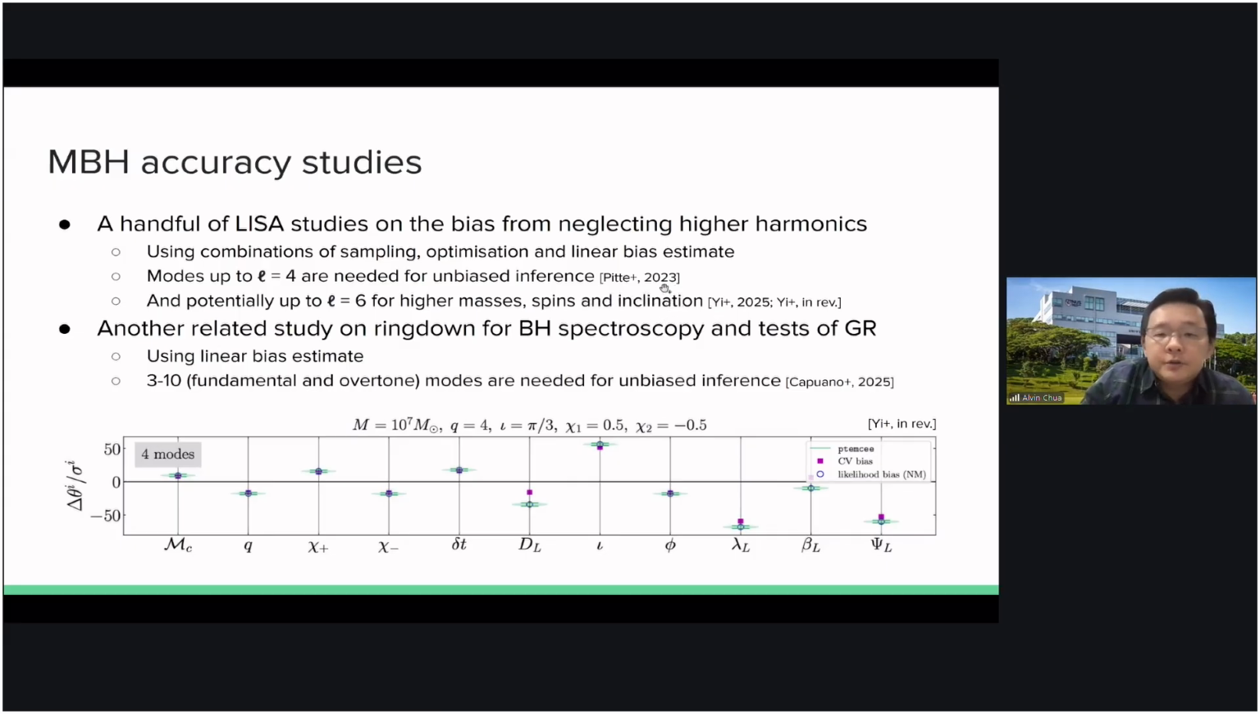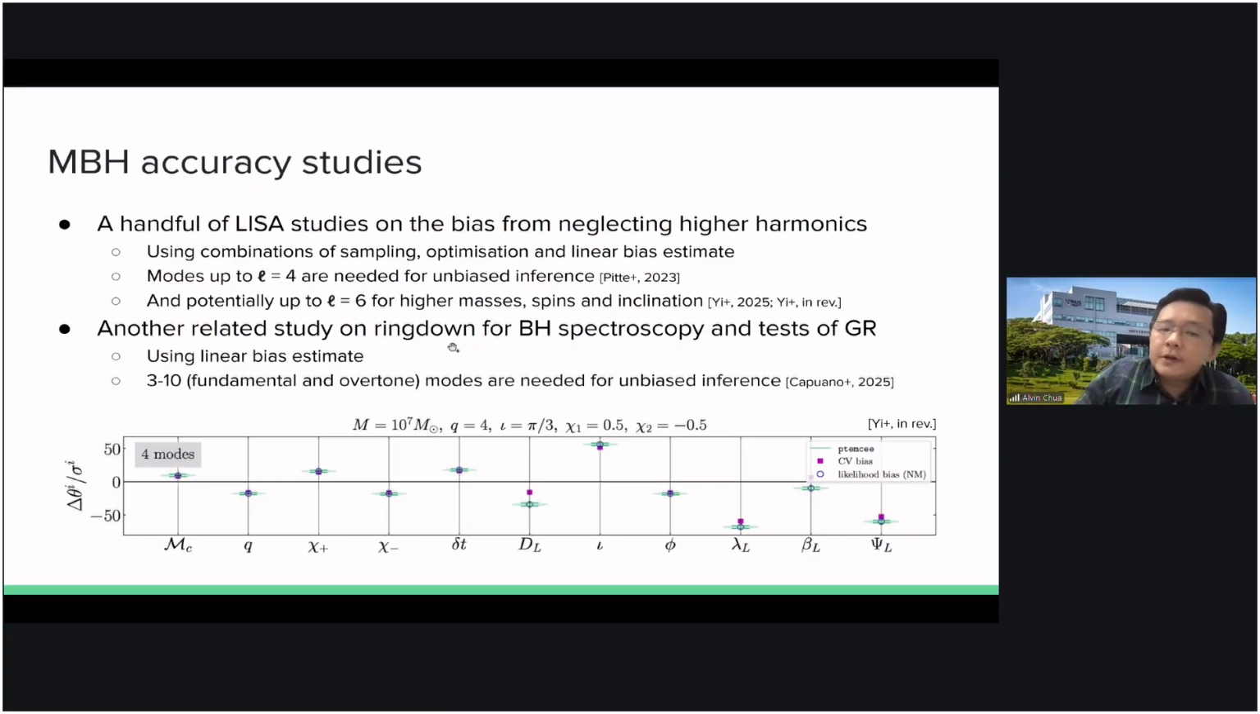Okay, and the conclusion from this paper, Pitt et al. in 2023, is that the spin-weighted spherical modes up to L equals 4 are needed for unbiased inference. And then follow-up work by E et al. actually showed that you may need even L equals up to 6 for higher masses, spins, and inclinations, as shown in this figure here, where they only analyze with L equals 4.